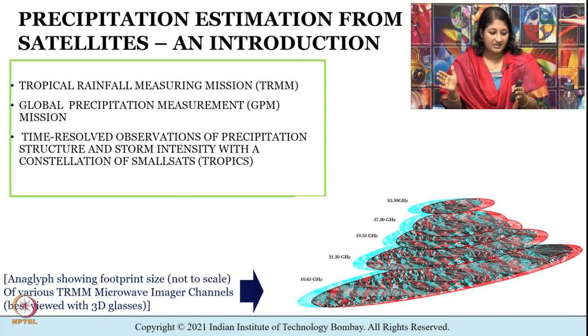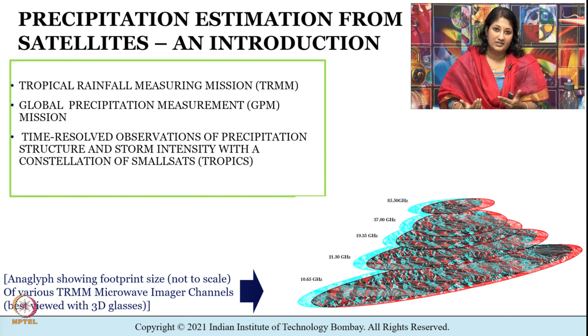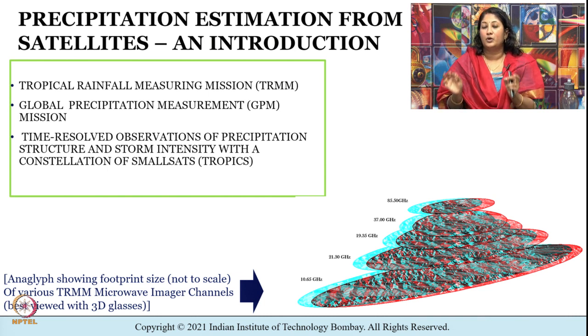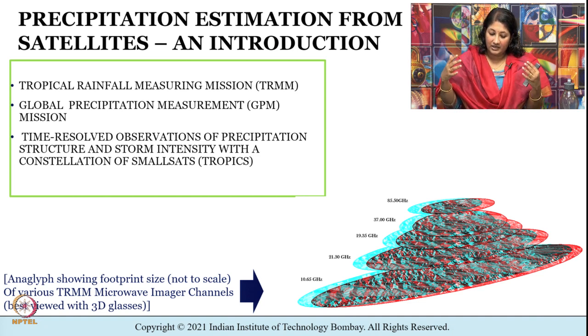Now, seen towards your right side is an anaglyph, which is best viewed with 3D glasses. This anaglyph shows the footprint size, which is not to scale, of various TRMM microwave imager channels. The TRMM microwave imager is an instrument on board the TRMM satellite, and it operates in 5 different frequencies as shown here: 10.65, 21.3, 19.35, 37 and 85.5 gigahertz. When it looks down at the earth using these frequencies, the footprint size, that is the major and minor axis of the ellipse, is going to differ, and the differing dimensions, not to scale, are shown as an anaglyph.